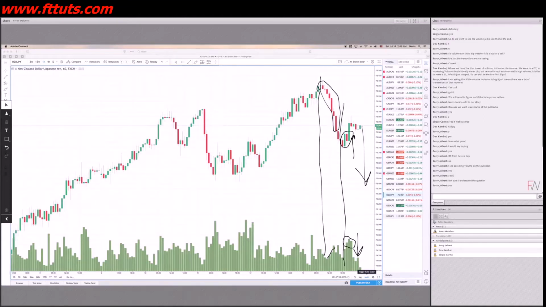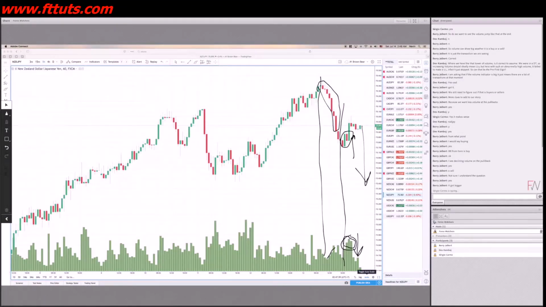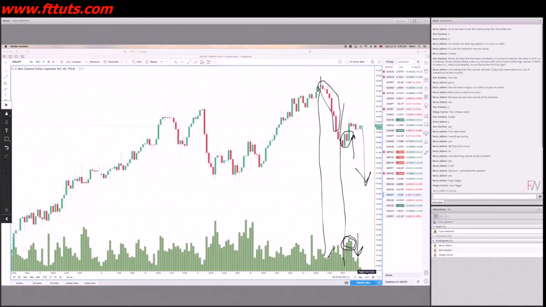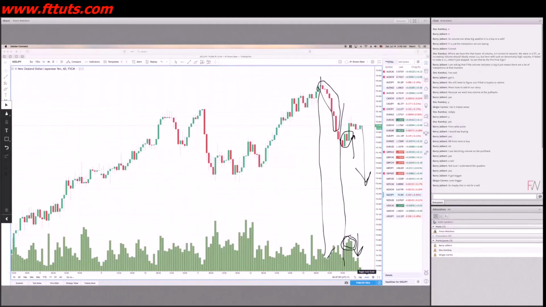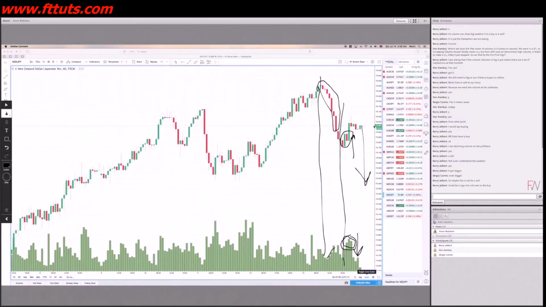Okay, fantastic. What about the pullback after your second black line that you drew? That pullback that's begun from your second circle. What about the volume of that? It got bigger. What does that mean? There you go. It's basically telling you this pullback is not for selling.